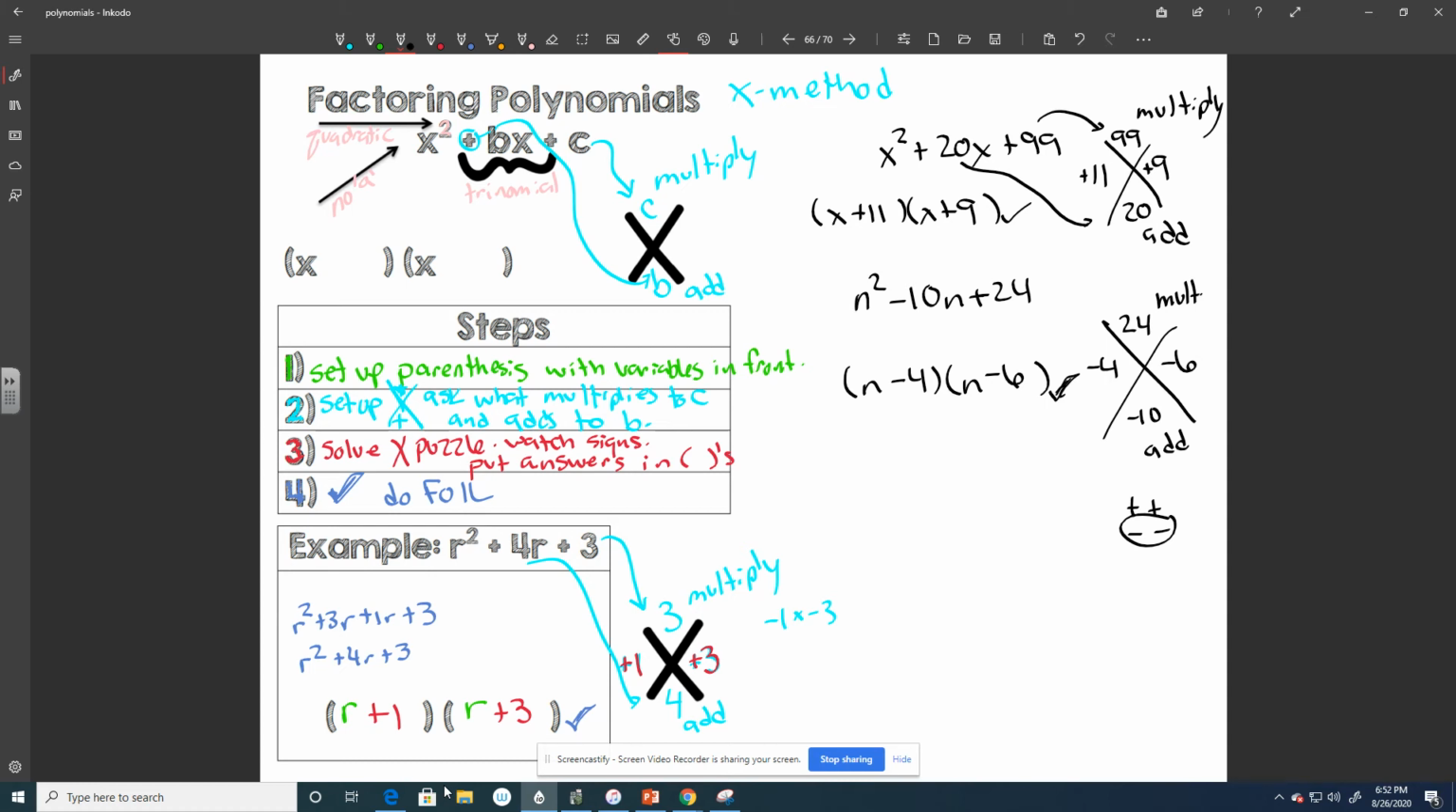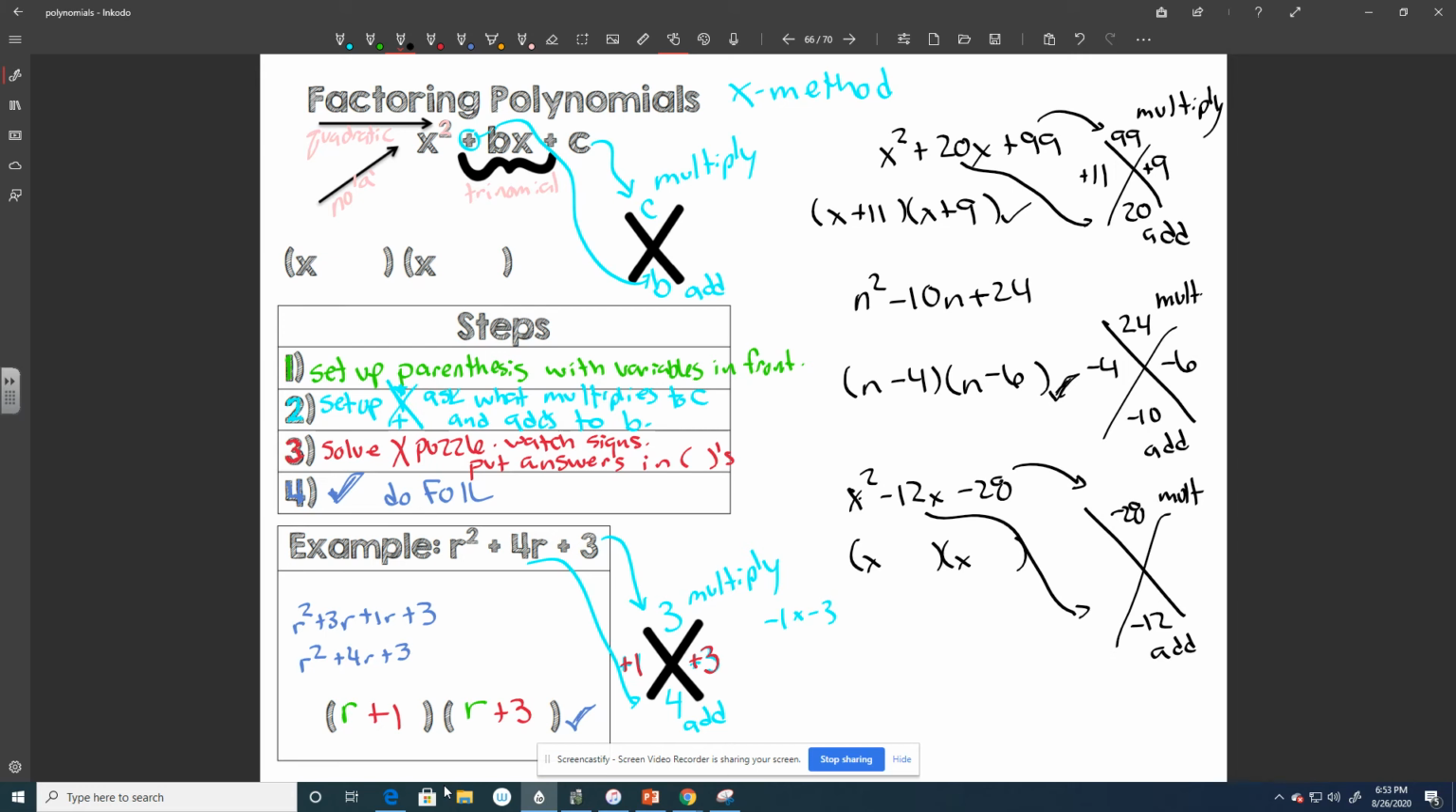At least one more. How about we go with x squared minus 12x minus 28. I like this example because we've got to be really careful with our signs. First thing I'm going to do, I'm looking for what goes in my parentheses with my x's. So I'm going to draw my big X here, and the negative 28 is going to go on top. I'm looking for things that multiply to negative 28, and the negative 12 is going to go on the bottom.